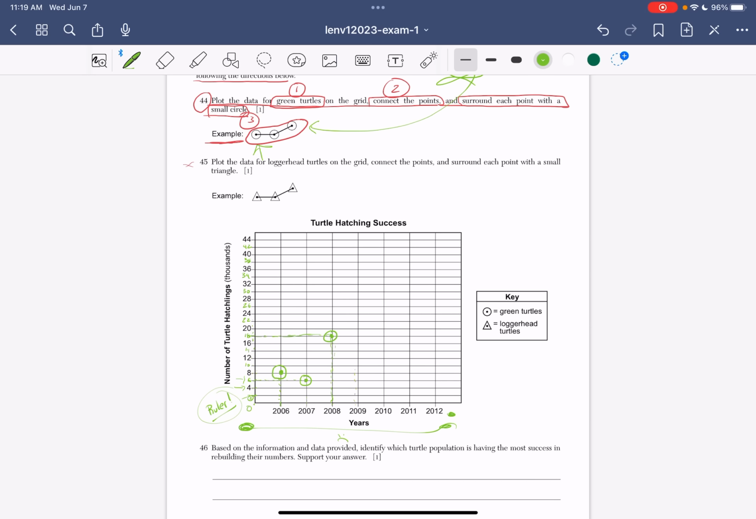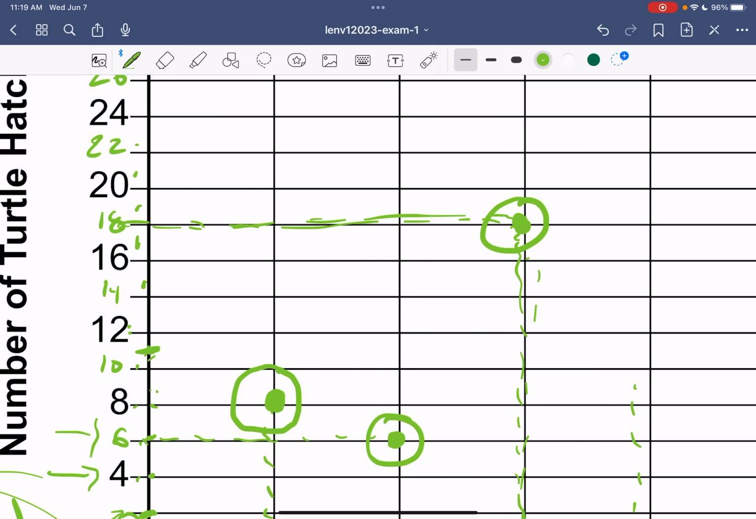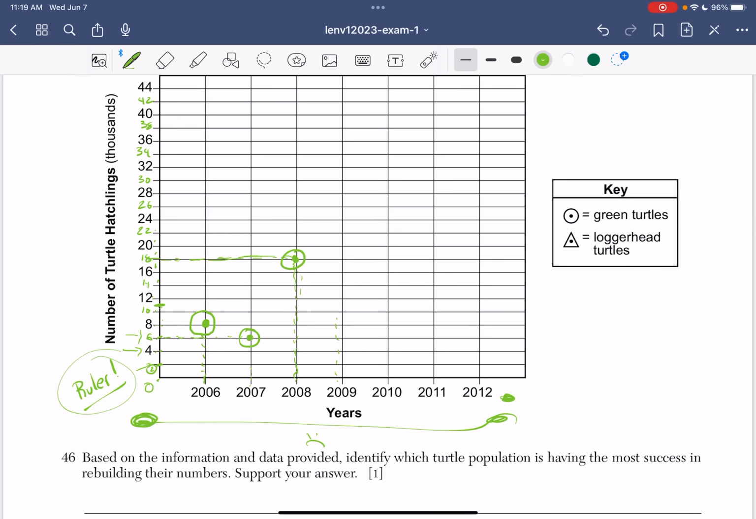2009 is, where's 11? Ooh, see? 11 is right here, right? 11 is right here. So I'm going to minimize this again a little. So for 2009, it is 11. Okay, rough estimate here.